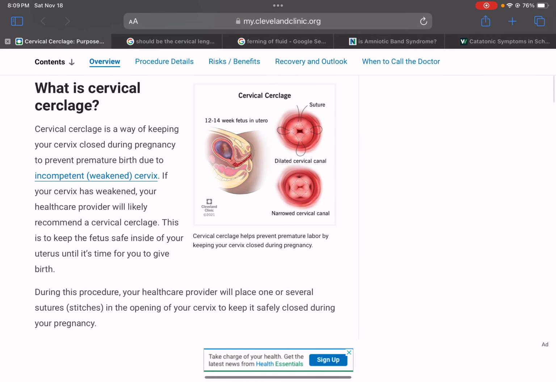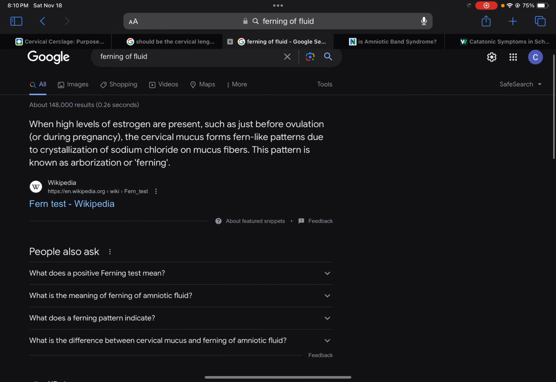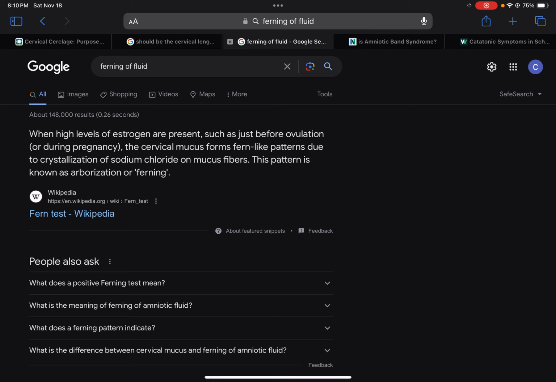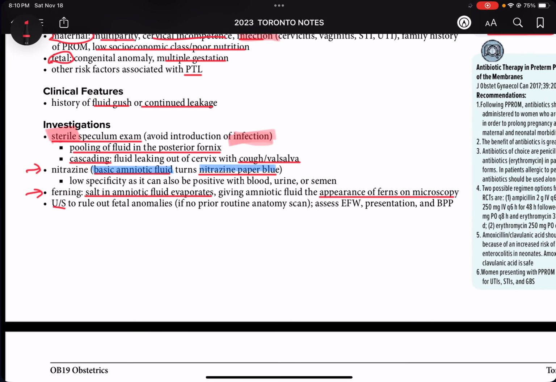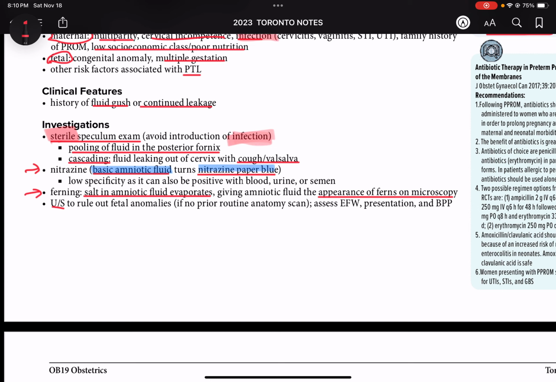I searched it up, and it said that because of the higher levels of estrogen present during pregnancy too, the cervical mucus forms fern-like patterns due to crystallization of sodium chloride on mucus fibers. So we could just have a quick look. Right here on light microscopy, you would see some ferns in the amniotic fluid. So salt in the amniotic fluid would be seen.